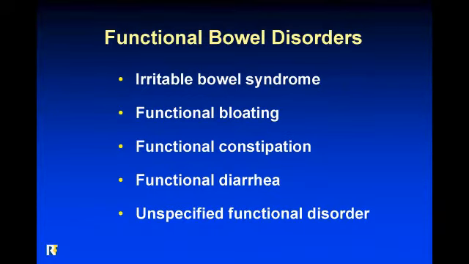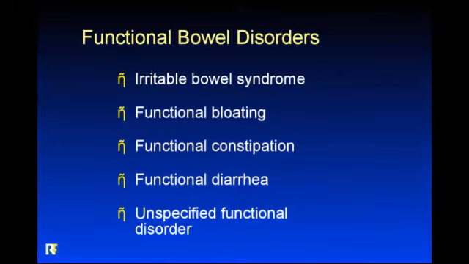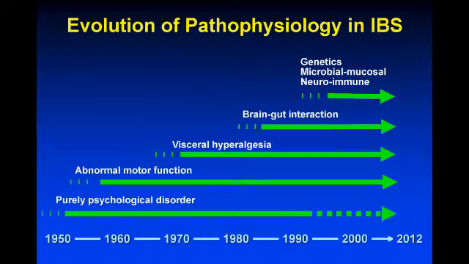Okay, so as you know, there's a whole range of functional GI disorders. This is just the category of functional bowel disorders, so it's really more within the abdominal region because they can differentiate according to where the location is in the GI tract. So functional bowel disorders, we have irritable bowel syndrome, functional bloating, functional constipation, functional diarrhea, and unspecified functional disorders. And as I said before, I'll probably focus more on IBS because there's more research, but I'll also talk about functional dyspepsia.